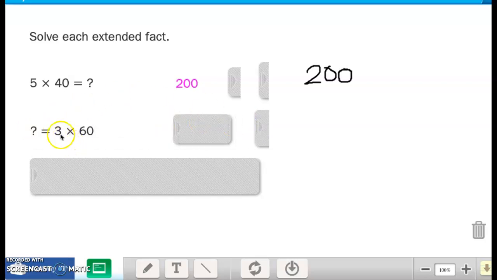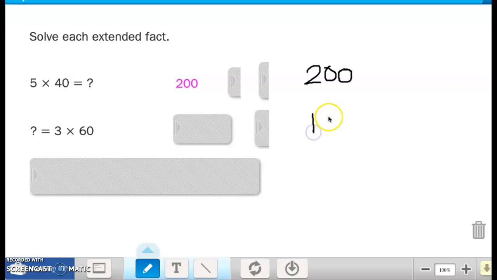Here we go again. 3 times 60. Do not freak out with this big number right here. Just think, oh, 3 times 6. What is 3 times 6? So what is 6 plus 6 plus 6? Think about that in your mind. I'm going to go ahead and write it down. Hopefully, you know 6 plus 6 is 12. Then add 6 more. What is that? I hope you thought 18.